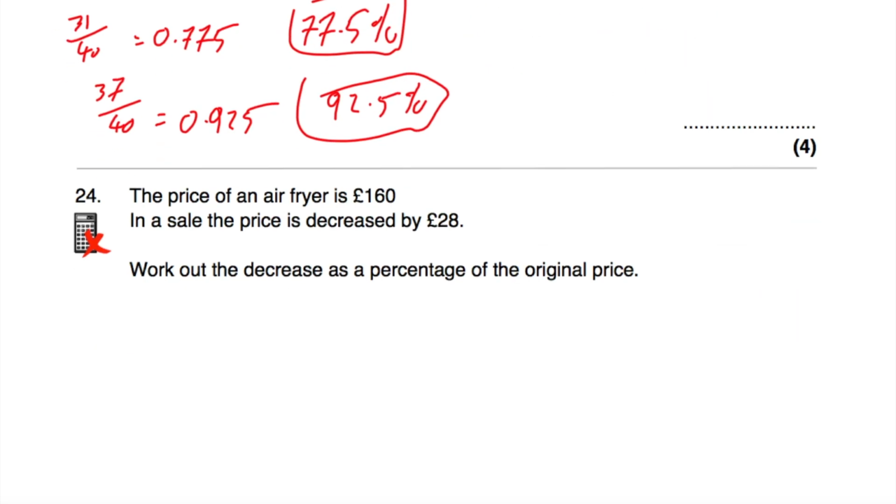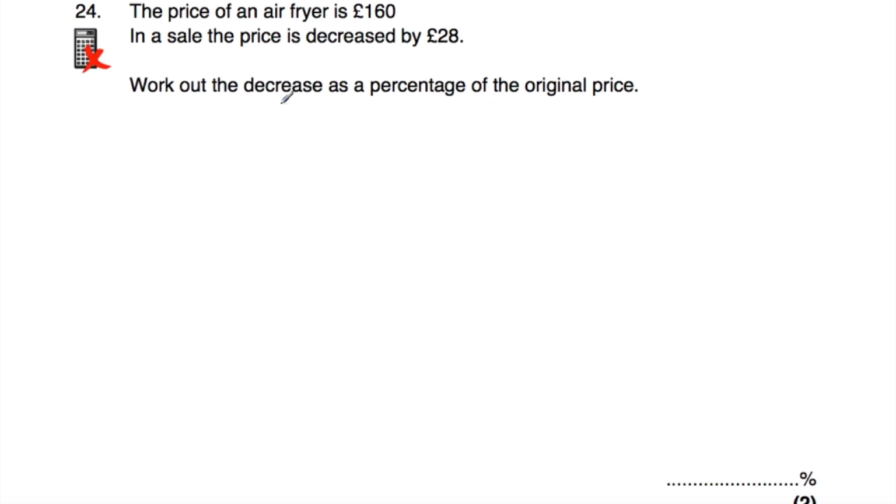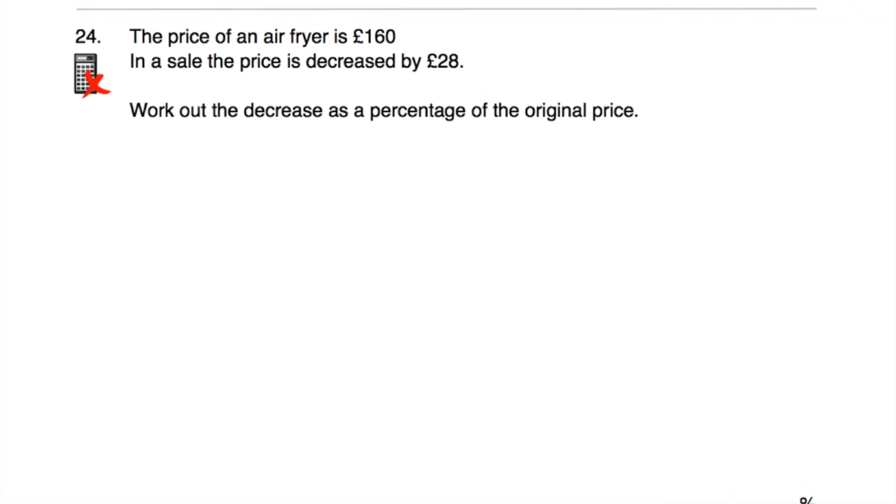Okay, let's look at our next question, question number 24. Okay, so question number 24, we're told that the price of an air fryer is £160 and in a sale it's decreased by £28. And we've been asked to work out the decrease as a percentage of the original price. So let's write it as a fraction to begin with, a fraction of the original price. So the decrease is £28 and the original price is £160. So in terms of the decrease as a fraction of the original price, it would be 28 out of 160.